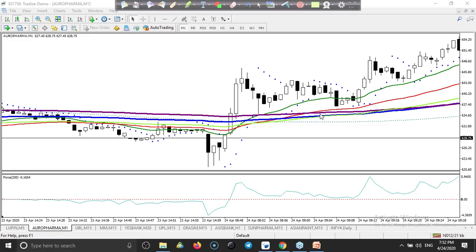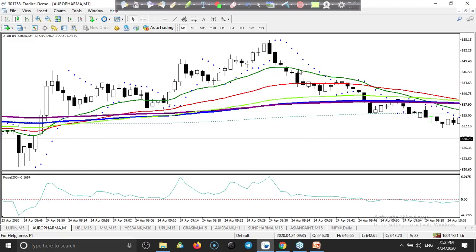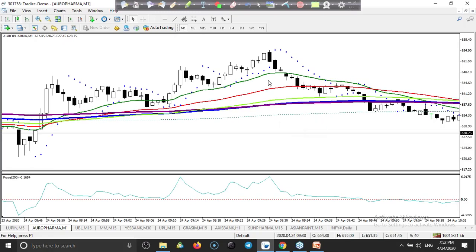There is a bear engulfing. Won't you short? Nice question, Kunal. On top, there is a bear engulfing. See, what is the bear engulfing? That one, right. So as I said yesterday.